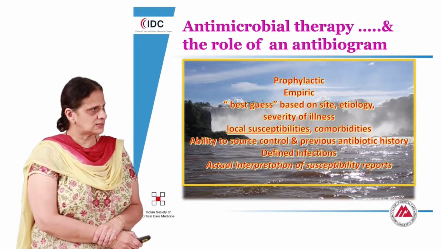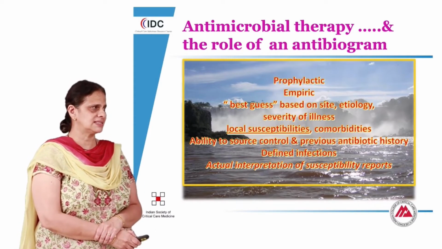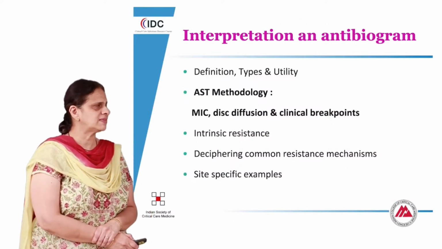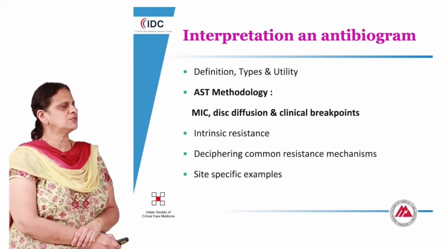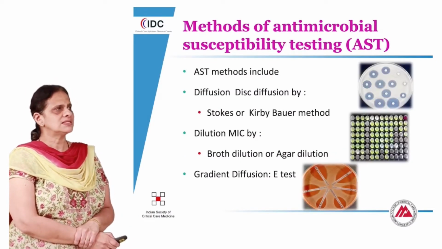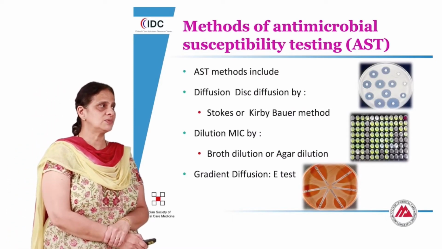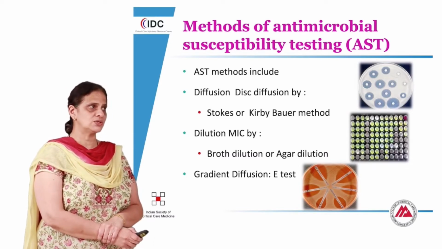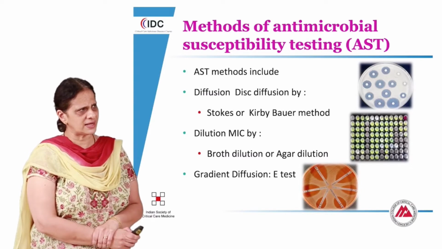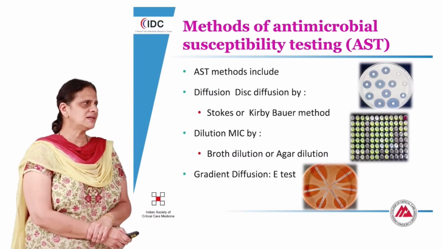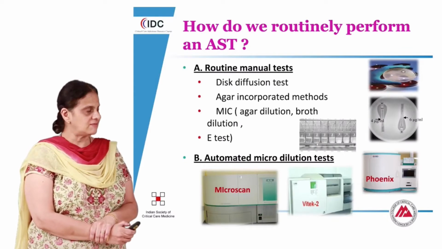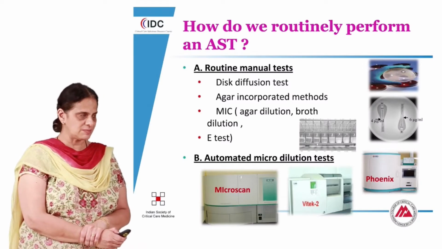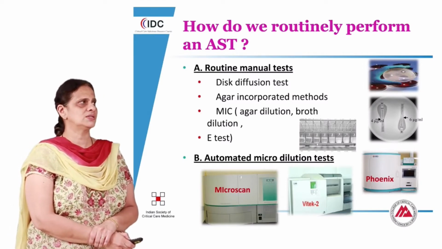So let's come to looking at defined infections and the actual focus of interpreting a susceptibility report. We have many methods. You have the MIC, the disc diffusion, and I'm just going to touch on clinical breakpoints. So these are the methods. All of you are familiar with disc diffusion, which can be done either by the Stokes or the Kirby-Bauer method. Dilution MIC, which is broth dilution or agar dilution, and that little plate shows you wherever there's clearing, that would be the MIC, and the gradient diffusion is the E-test. And you can have manual methods, which we've discussed just now, or automated microdilution tests if you have the money. MicroScan, Vitek, and Phoenix are the ones doing the rounds.